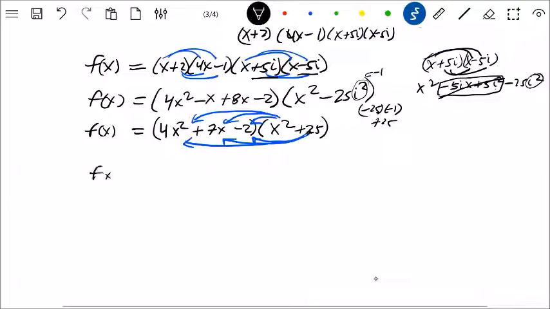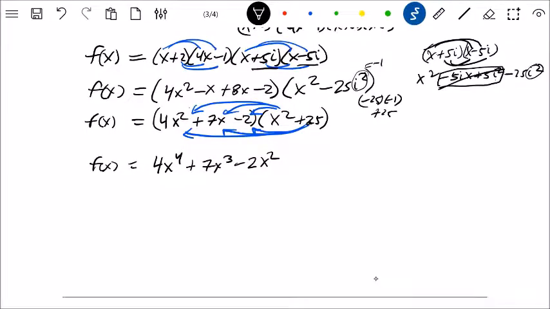Okay. So the f of x is equal to 4x to the 4th. X squared times 7x is plus 7x cubed. X squared times -2 is -2x squared. Then I'm going to do 25 times each of these. 25 times the 4 is 100x. 25 times 7 is 175x. 25 times -2 is -50.